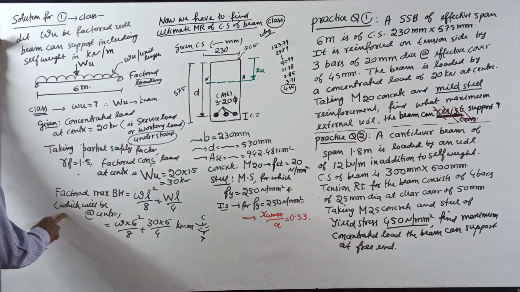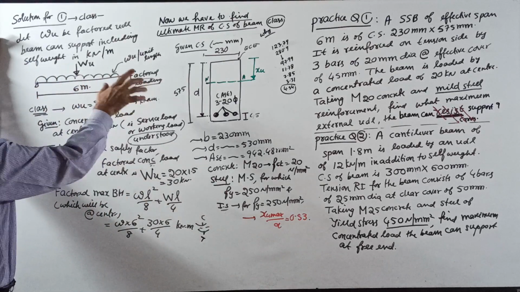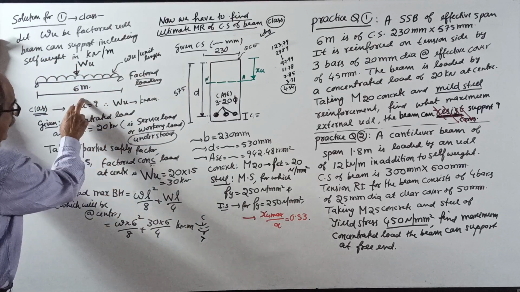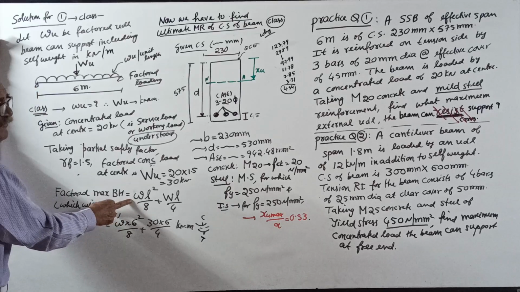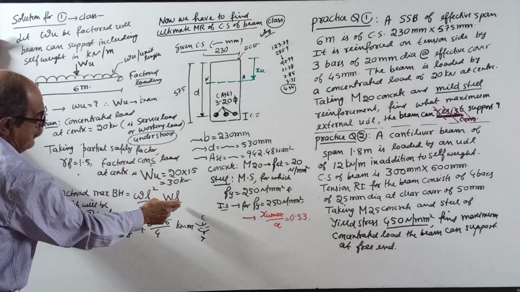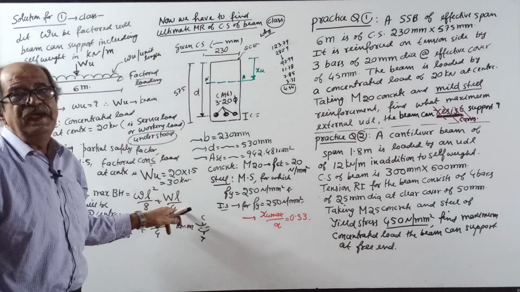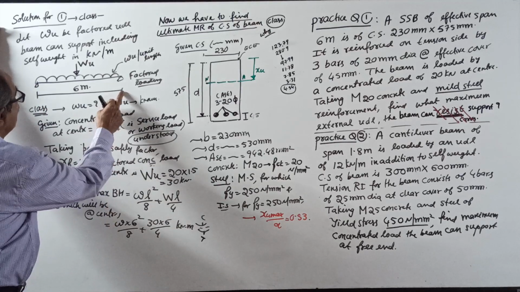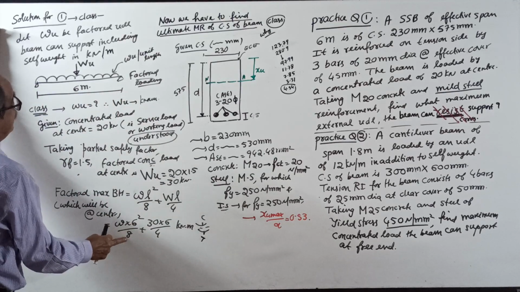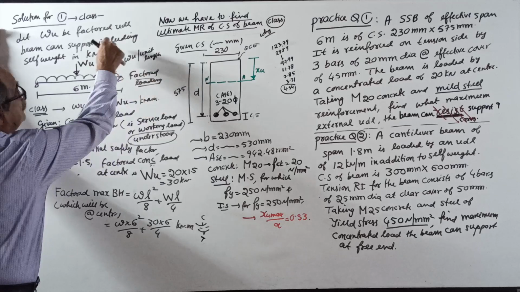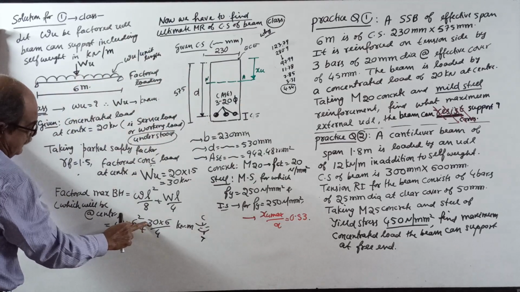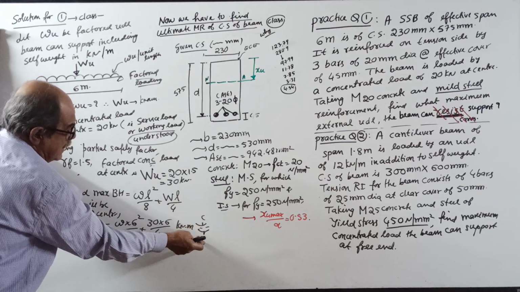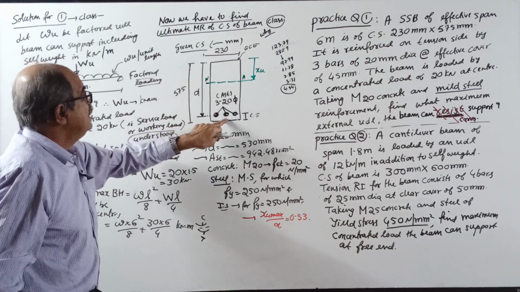Factored maximum BM for a simply supported beam with symmetrical normal loading will be at center. It is WL square by 8 due to UDL. See, small w means UDL. Capital WL by 4 for point load. This I cannot explain in this class. Substitute. Small w is our unknown, L square, 6 square by 8 plus, even though you are applying 20 kN, factored load is 30 kN into 6 by 4 kilonewton meter, sagging BM, bottom tension, top compression. That's why steel is here.